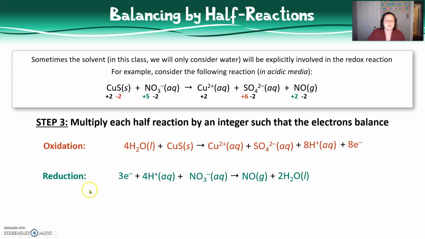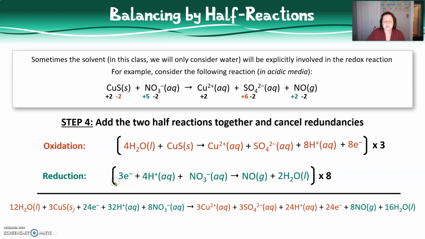Now that the half reactions are balanced, we can see that the number of electrons in each half reaction does not match. To fix this, we find a least common multiple between 3 and 8, and use it to determine what factor to multiply each half reaction by. The least common multiple between 3 and 8 is 24, so the oxidation reaction is multiplied by 3 to give 24 electrons, and the reduction half reaction is multiplied by 8 to give 24 electrons.